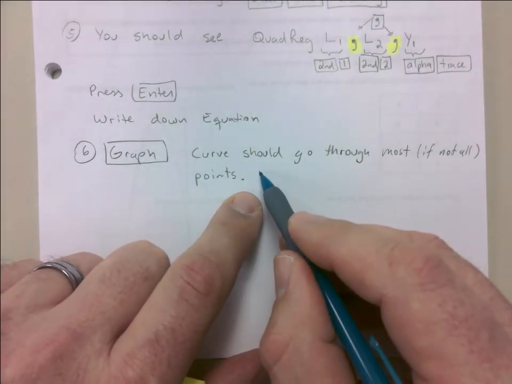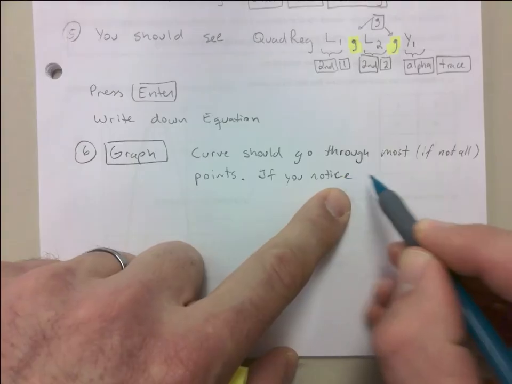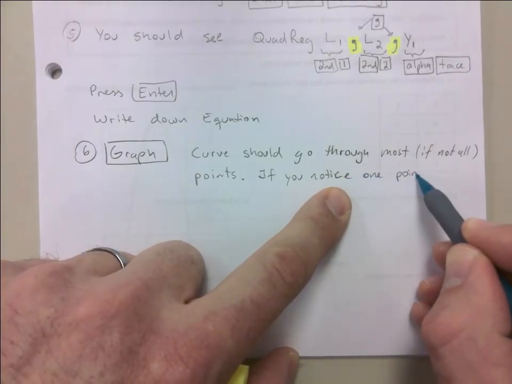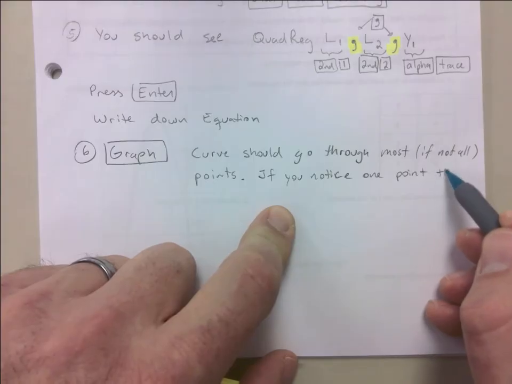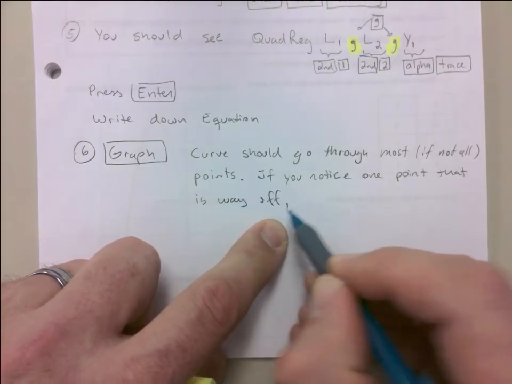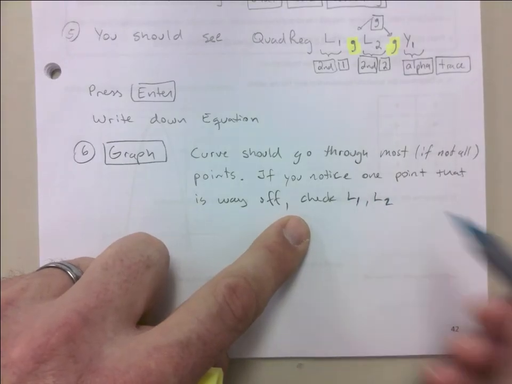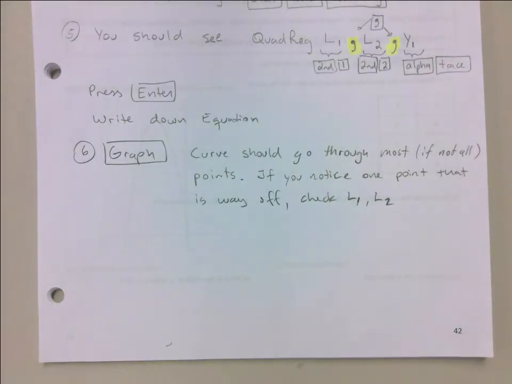If one is way off, if you notice 1 point that is way off, check L1, L2. Like you're gonna have to go back and check. Wait a minute, why is this point way off? Oh, I forgot a negative when I entered it. That's why it's way off somewhere to the side. When you see your curve, you should see the points kind of all being close to the curve. Okay?